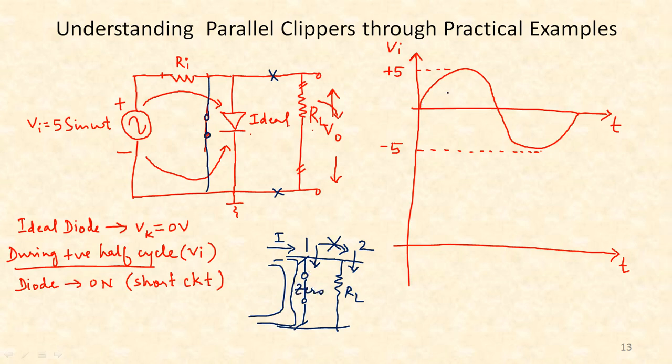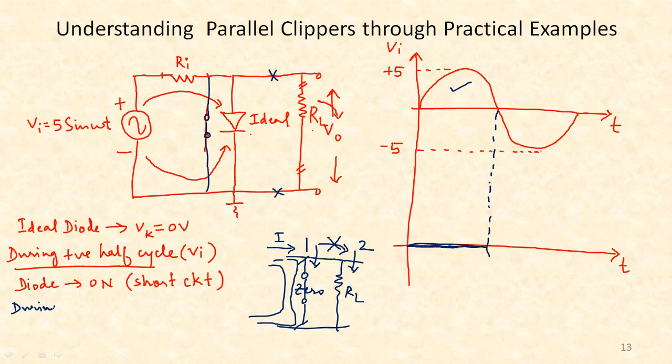That means during the entire positive cycle of the input, the diode conducts, and when the diode conducts, the drop across the diode is 0. So that means nothing appears across the load resistance RL. So this is exactly the opposite of what happens in the case of series clippers. Hope you are understanding, students. Is this clear?